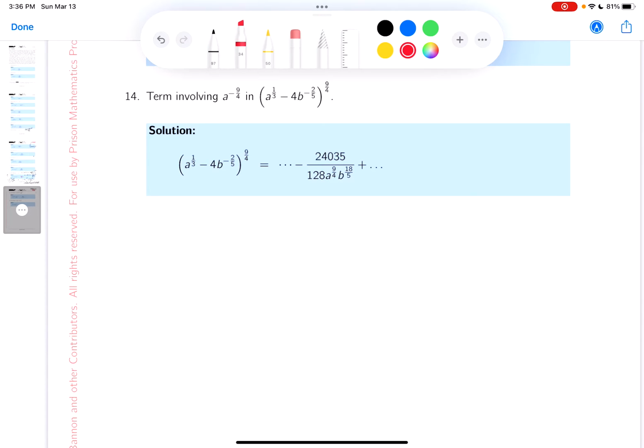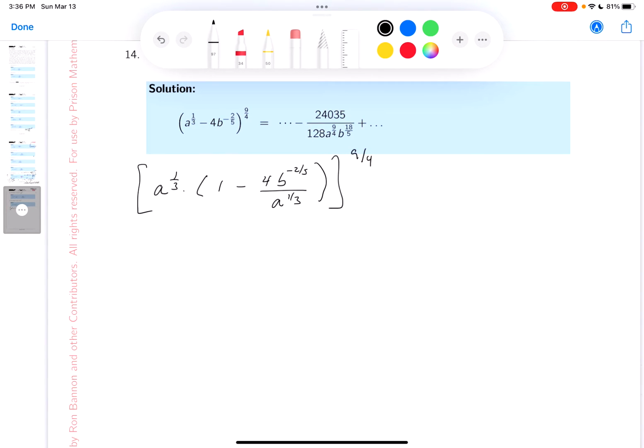So the first thing I would do is I would factor out the a to the 1/3. And you're going to get (1 minus 4b to the minus 2/5 over a to the 1/3), and this is all raised to the power 9/4. So my goal is to set it up, right? So looking at this thing, I am going to claim that the general term will look like this over here.